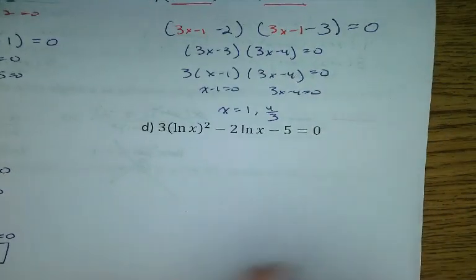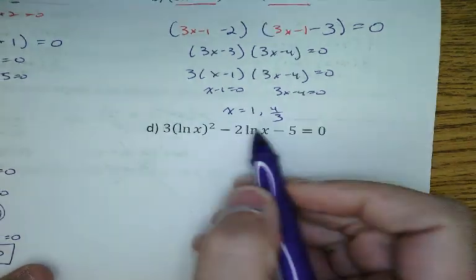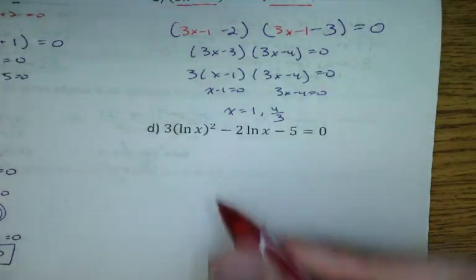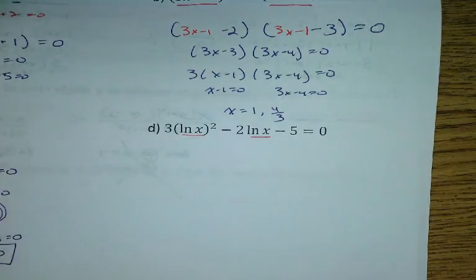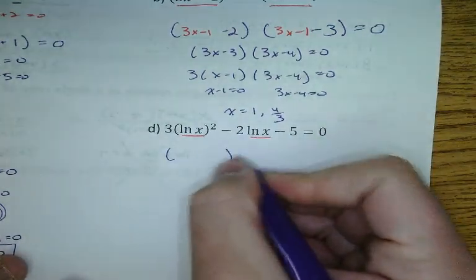All right, here's our last question. I totally believe in you, class. This is a trinomial. Okay, what is the u sub variable? The ln of x is. So let's go ahead and double bubble.